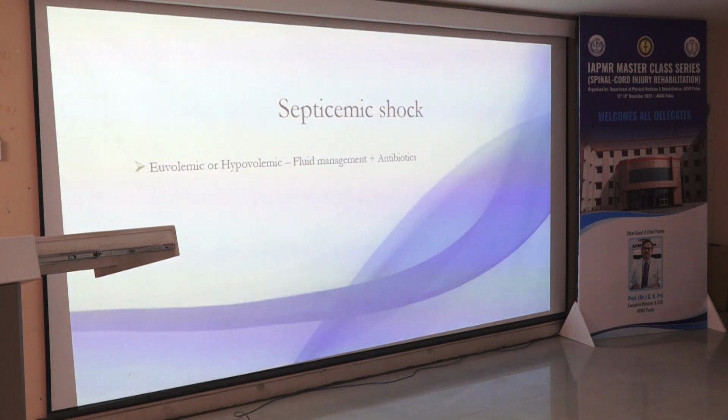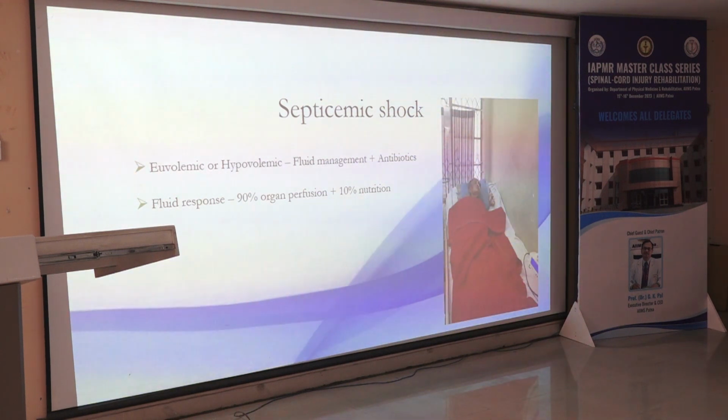So when we confirm with these criteria that this patient is suffering from septicemic shock, then the very important issue is whether the patient is suffering from euvolemic shock or hypovolemic shock. That is very, very important regarding fluid management issues, and fluid response: how much should we go for this fluid challenge? It should be 90%, because fluid response is 90% of organ perfusion, 10% due to nutrition.